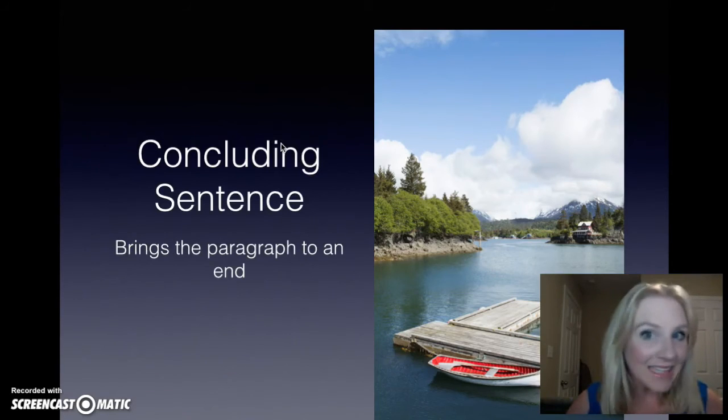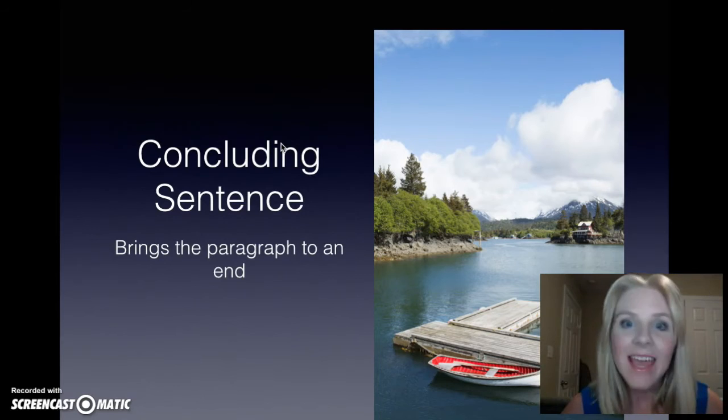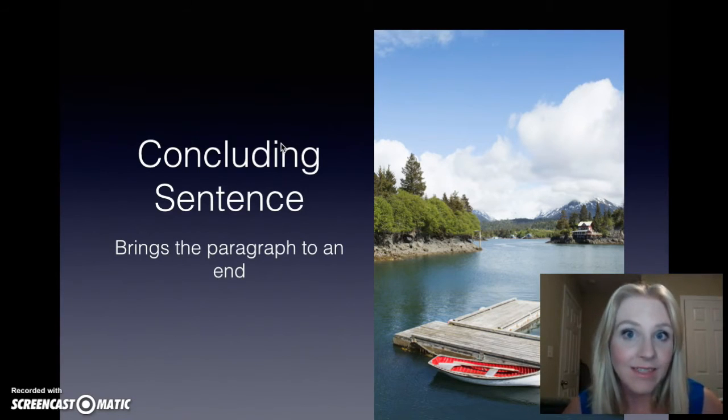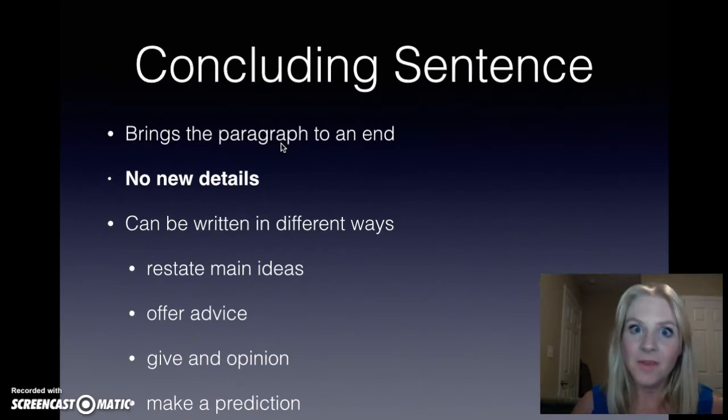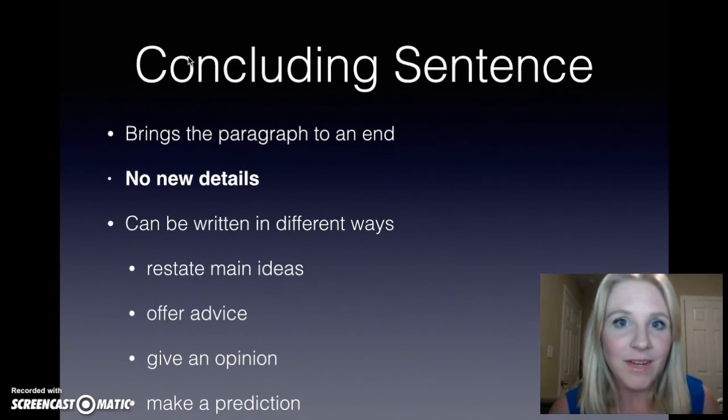The very last type of sentence in your paragraph is a concluding sentence. And a concluding sentence, its only job is to really bring that paragraph to an end. Like I said in class, concluding sentences are kind of like reviews before the test. You want to review the big ideas for your reader before you let them go. So you bring that paragraph to an end.